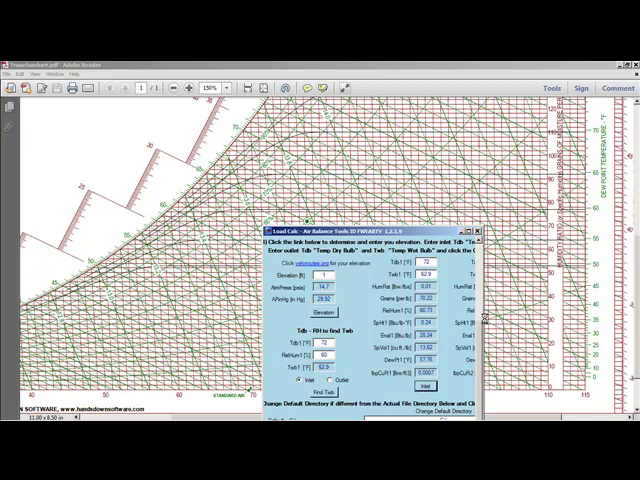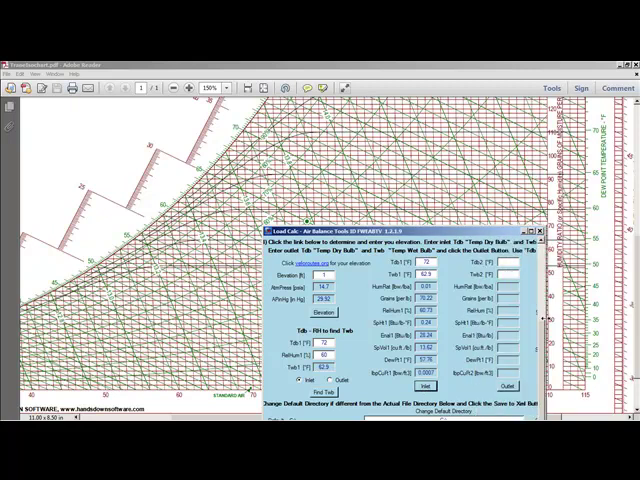And as we enter the rest of the data, our grains of moisture is 70.22. And as we come across, our dew point is 57.76. And lastly, our specific volume is 13.62. So if this is 13.6 and 13.7, this is about 13.62. That's correct.